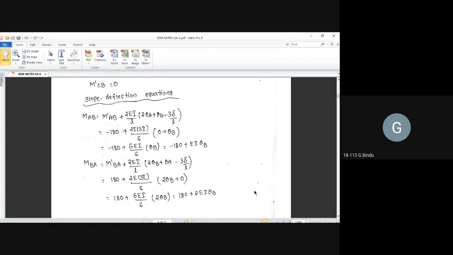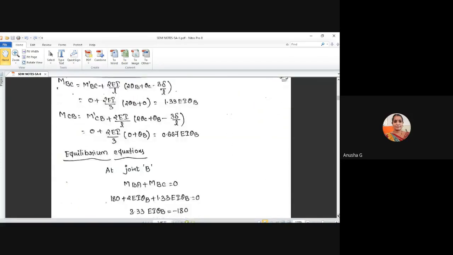ఇవే ఈక్వేషన్స్ వచ్చాయా? అదే మీరు కరెక్ట్ గా సబ్స్టిట్యూట్ చేస్తే 3I, you will get the same equation. లేదు, డైరెక్ట్ గా I సబ్స్టిట్యూట్ చేస్తే తప్పు వస్తుంది. ఓకే, నెక్స్ట్ MBC వచ్చేసరికి MFBC plus 2EI by L into 2 theta B plus theta C minus 3 delta by L. ఇక్కడ I వచ్చేసరికి IA ఇచ్చాడు కాబట్టి IA సబ్స్టిట్యూట్ చేయండి. L span is 3 meters here.